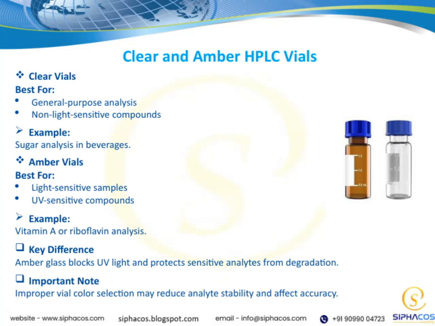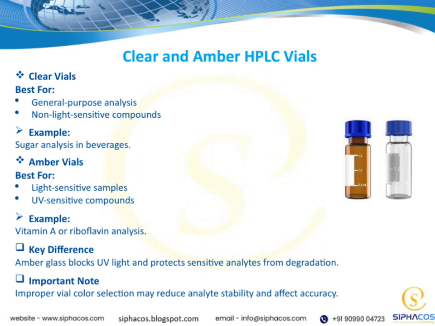Let's talk about the different types of HPLC vials, specifically clear and amber vials, and when to use each one. Clear vials are typically used for general-purpose analysis and are ideal for non-light-sensitive compounds. For example, if you're analyzing sugars in beverages, clear vials work perfectly since these compounds are stable without protection from light. On the other hand, amber vials are designed for light-sensitive samples. They help protect UV-sensitive compounds like vitamin A or riboflavin, which can degrade if exposed to light during analysis.